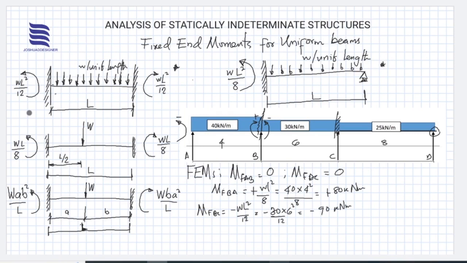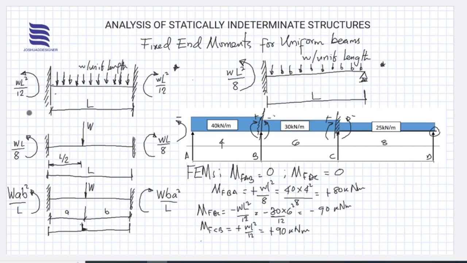So for the span BC still, but now the fixed moment CB, right? That will be positive. If this is negative here, this will be positive, right? Then this also going this way will be negative. Just that application, right? So we have WL squared over 12 still. So it has the same value as this previous one, but in the opposite direction.